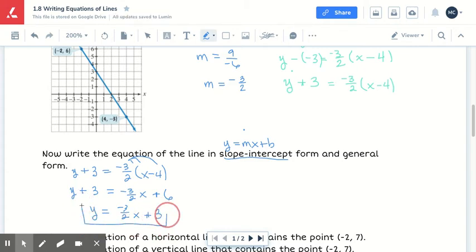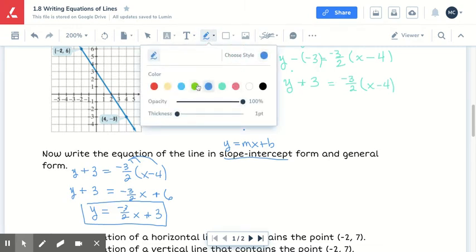Okay, so this would be my slope-intercept form. And if I go back and look at my graph, that would mean that the slope should be a negative 3 halves, and it is. And the y-intercept should be a positive 3. So where it crosses the y-axis is at positive 3, and it does. So my algebra makes sense along with the picture.